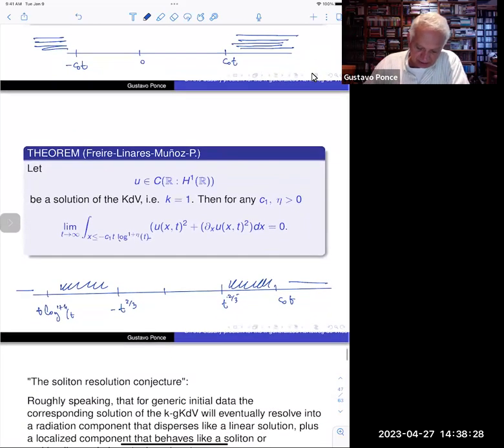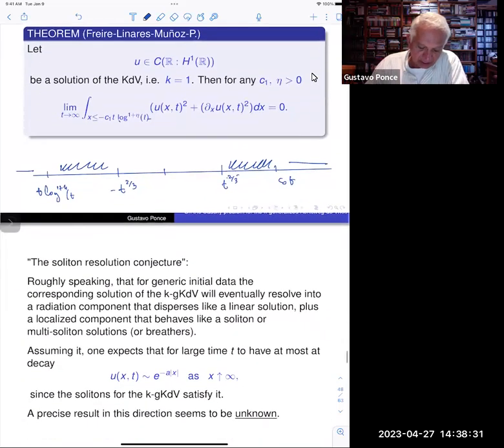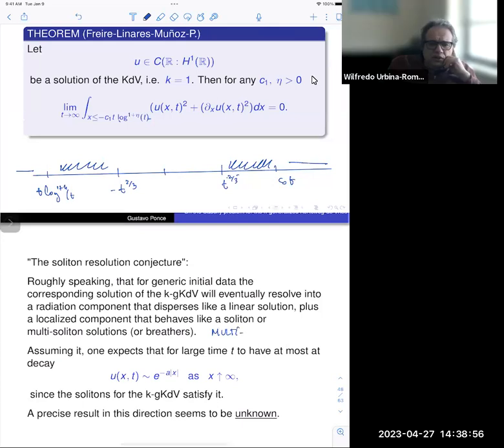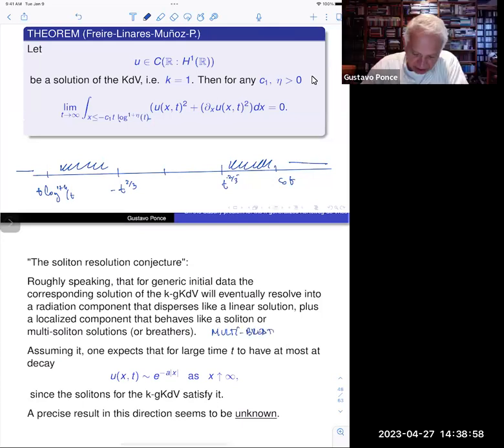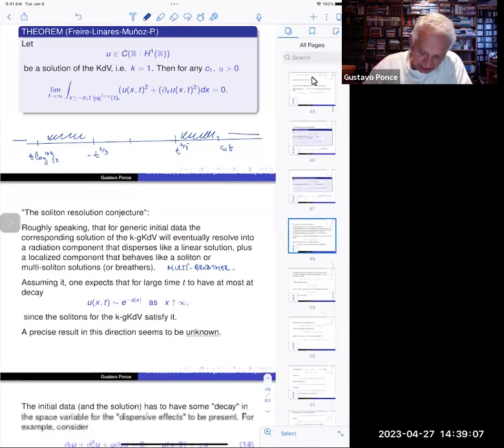Okay. Then, of course, the resolution conjecture says something like this: generically, for initial data corresponding to a solution of the generalized KdV, the solution will eventually result in a radiation component that disperses as a linear solution plus a localized component that behaves like a soliton or multi-soliton or multi-breathers. Now we have multi-breathers recently. What is a multi-soliton? A multi-soliton is the addition of solitons, right?